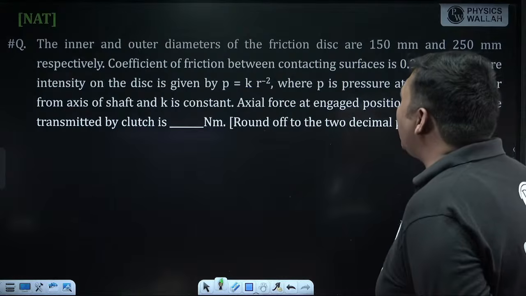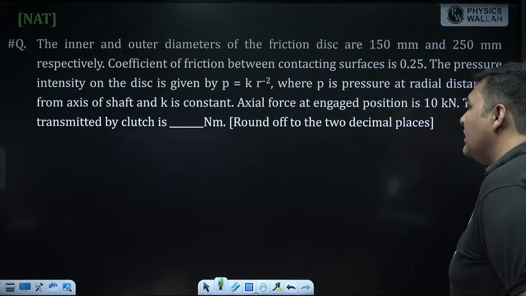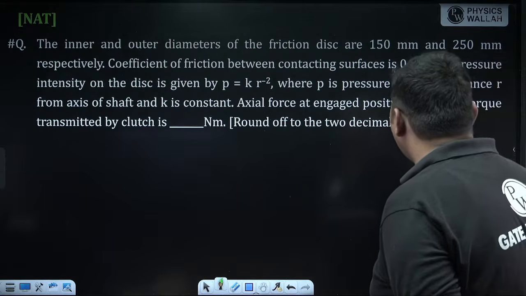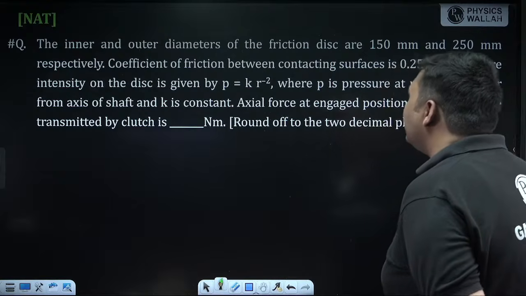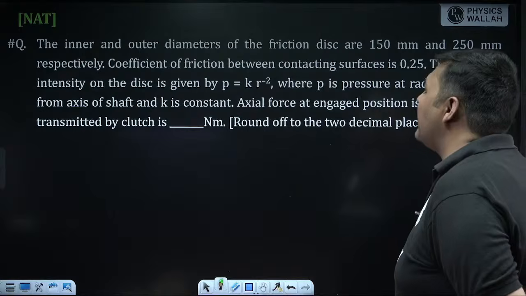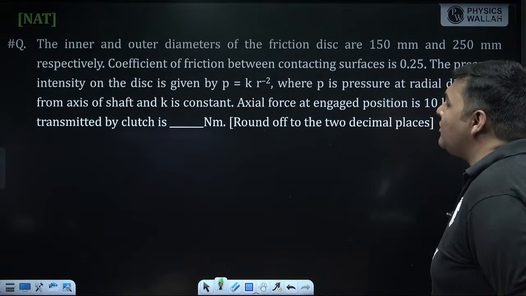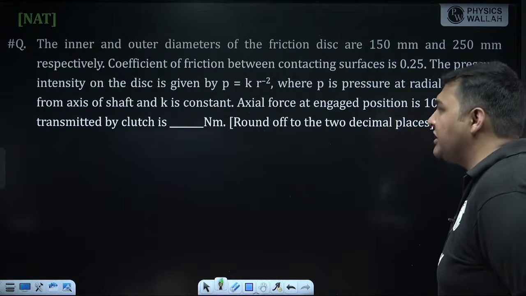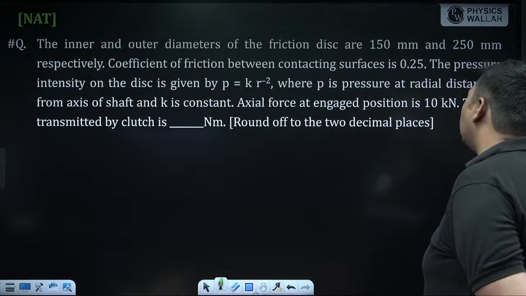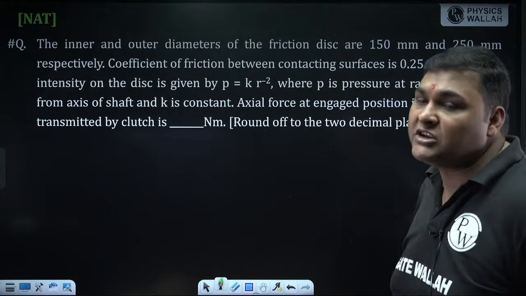The inner and outer diameter of the friction disc are 150 and 250 mm respectively. Coefficient of friction between contacting surfaces is 0.25. The pressure intensity on the disc is given by the equation P is equal to Kr to the power minus 2, where P is pressure at radial distance R from the axis of the shaft and K is a constant. So this equation is given. Axial force at engaged position is 10 kilonewton. Then what is the value of torque transmitted by the clutch?